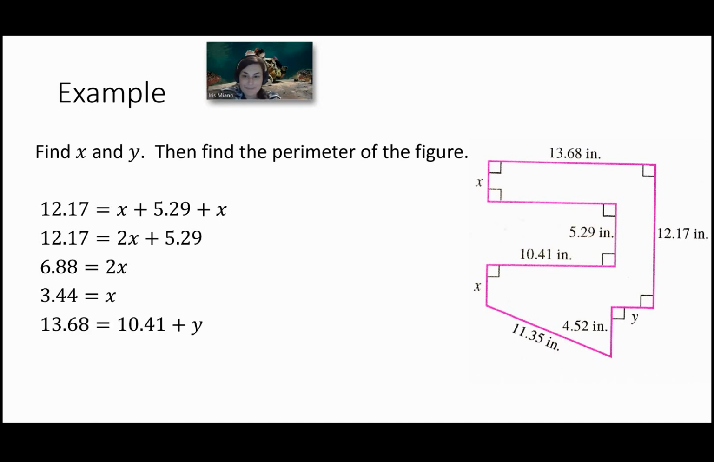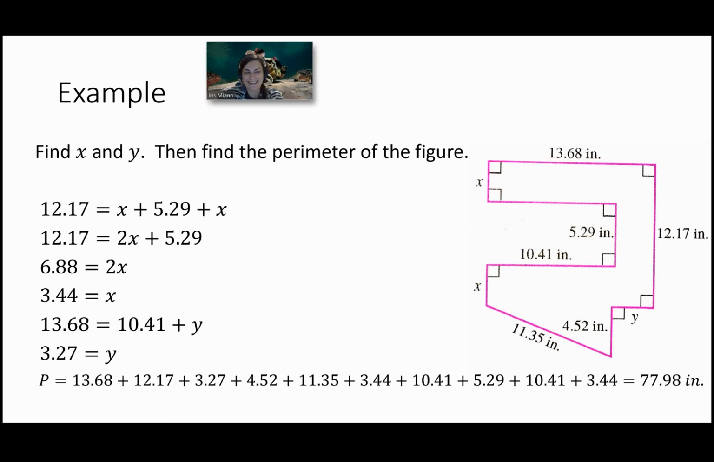For y, we have 13.68 equals 10.41 plus y. Then you'll just subtract 10.41 from both sides, and therefore y equals a value of 3.27. Okay, x, check. Y, check. Now we need to find the perimeter of the entire figure. That's going to be a time-consuming endeavor, but you can just follow along with me here. Check this out.